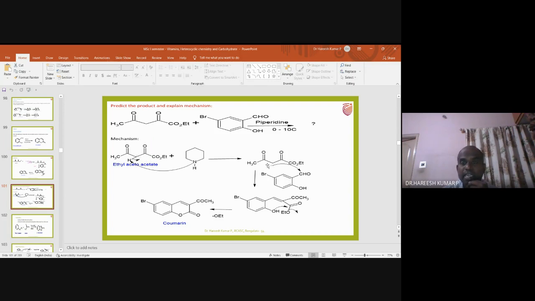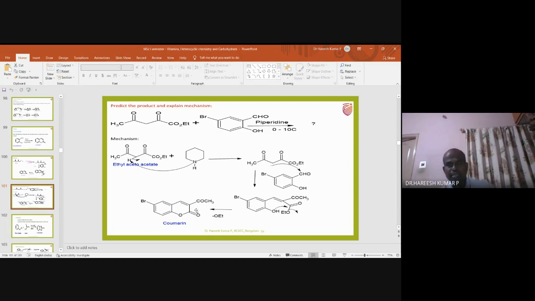So once the anion is formed, this anion can attack this electron deficient carbon. Then what will happen? Removal of one more proton, and O is going out. So a double bond is formed like this. Once there is a double bond formation, this oxygen, meaning lone pair or the bond pair, can react with this carbon, and ethoxy, while going, will take up this proton. Ethanol is the byproduct, giving rise to a substituted coumarin.